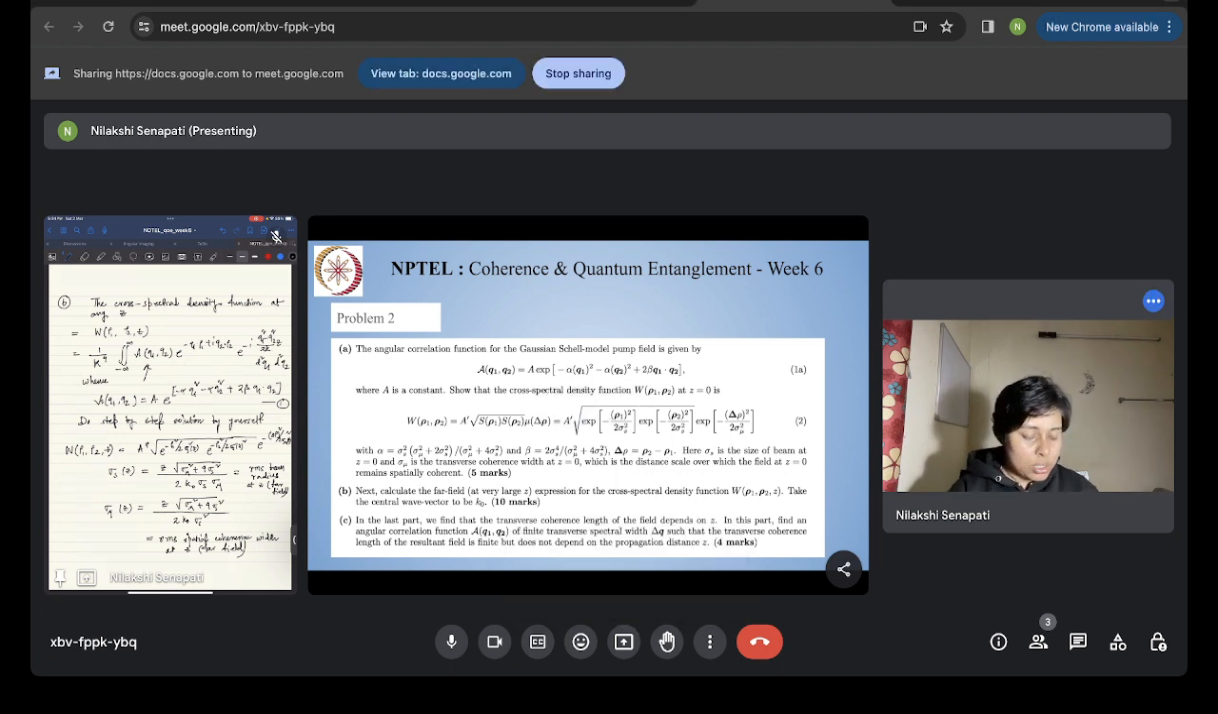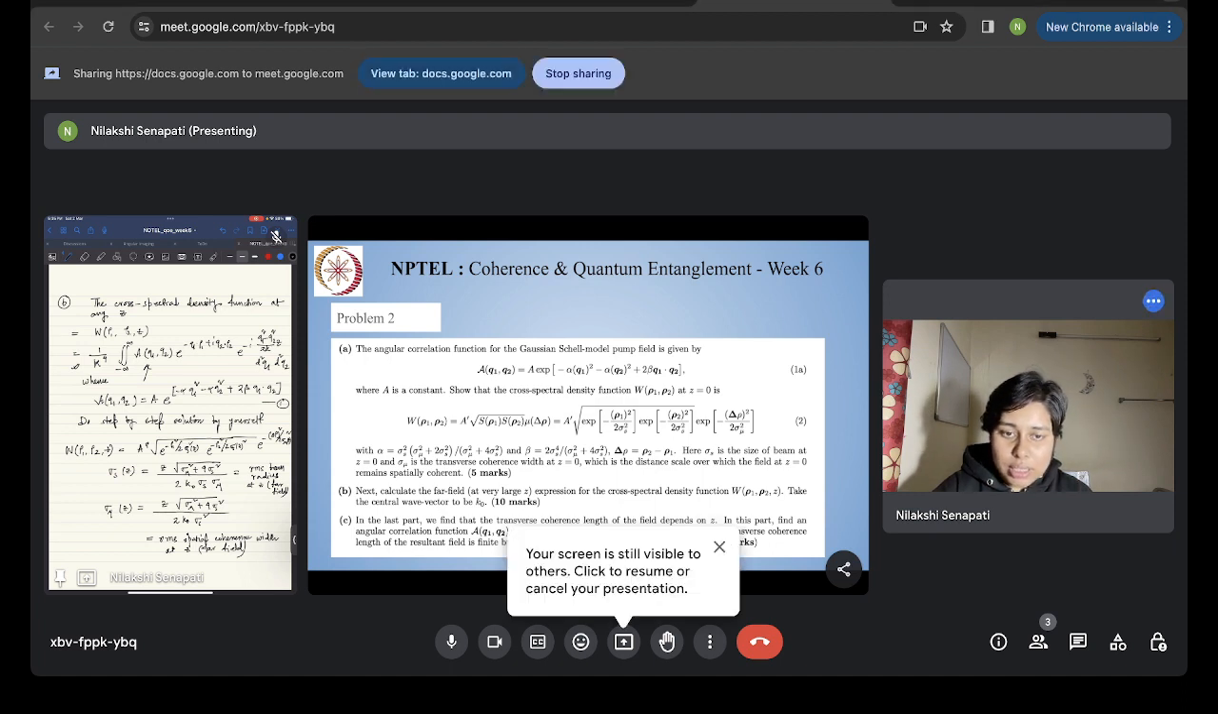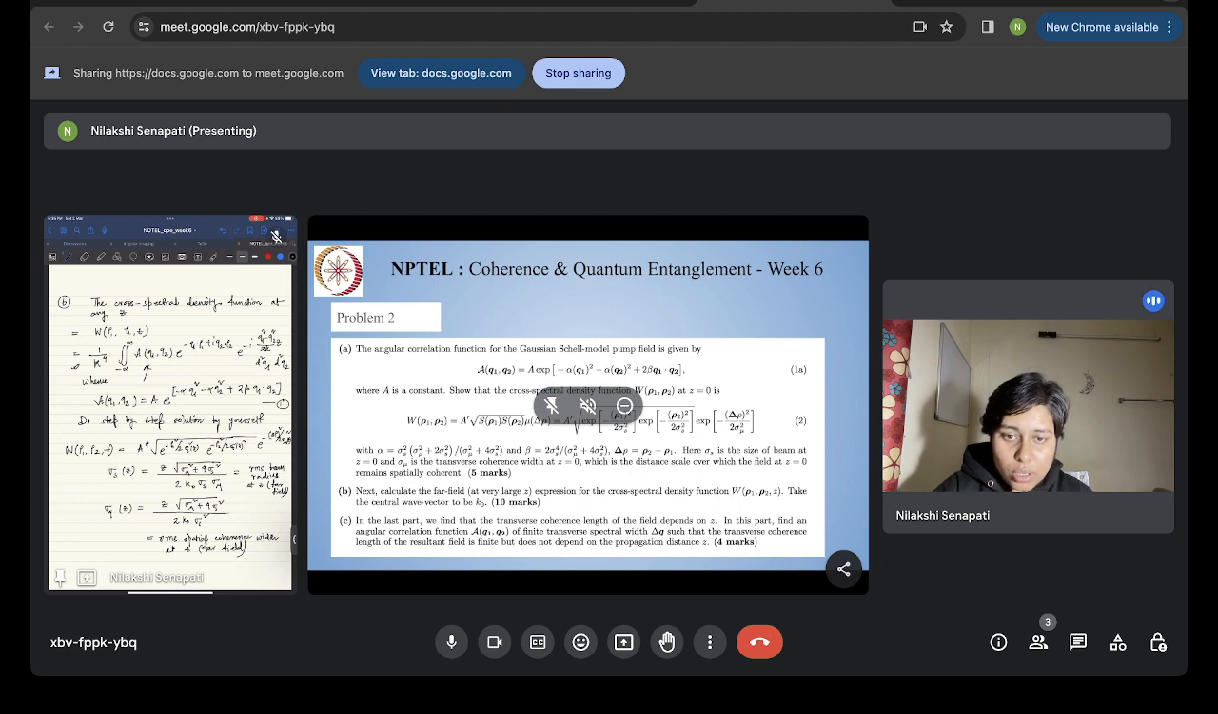This is part B. Now we'll talk about part C. Part C is telling, in the last part we find that the transverse coherence length of the field depends on z. In this part, find an angular correlation function of finite transverse spectral width delta q such that the transverse coherence length of the resultant field is finite but does not depend on the propagation distance. Alright, very simple. The cross spectral density function at any z is given to us with this equation.